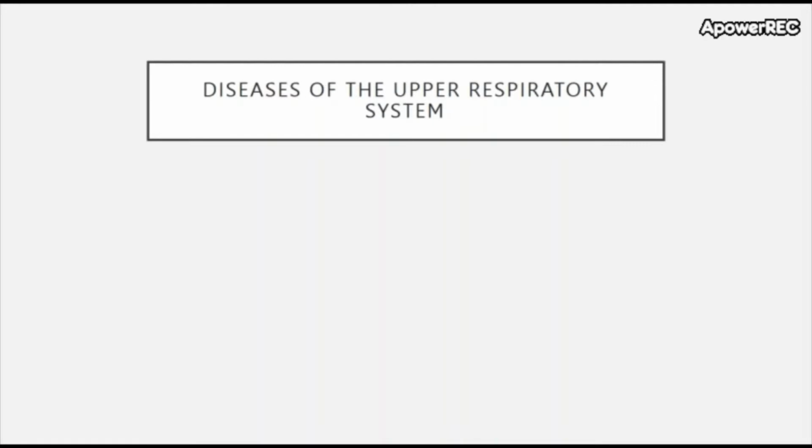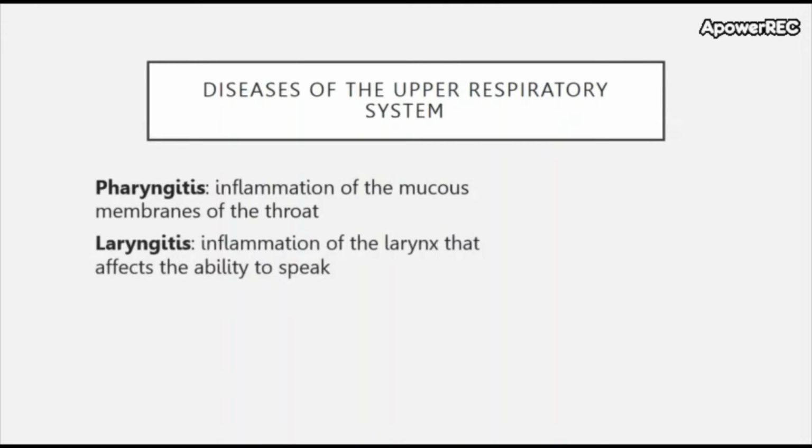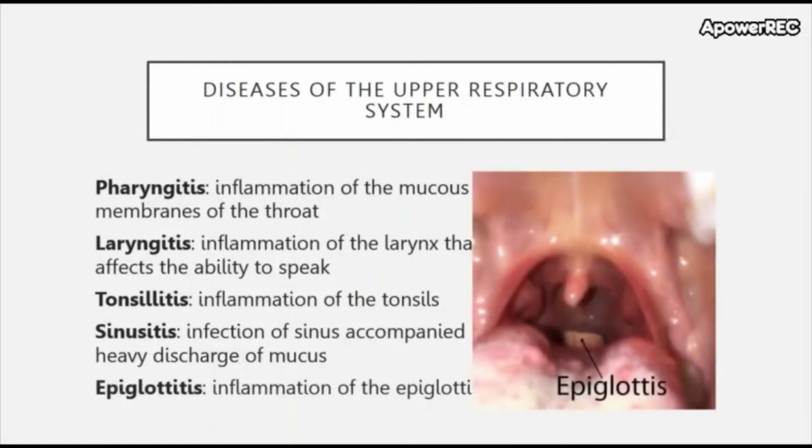There are many diseases of the upper respiratory system. Any disease that you see that ends in -itis is an inflammation of that region. So pharyngitis is inflammation of the mucous membranes of the throat. Laryngitis is inflammation of the larynx that affects the ability to speak. Tonsillitis is inflammation of the tonsils, sinusitis of the sinus, and epiglottitis is inflammation of the epiglottis. Here's an example of the epiglottis here.